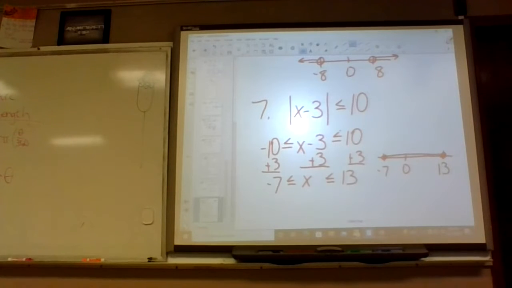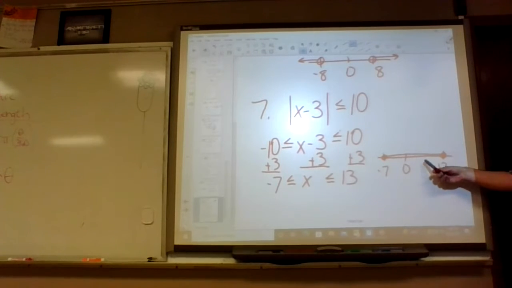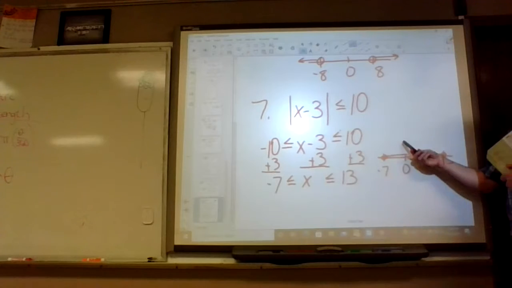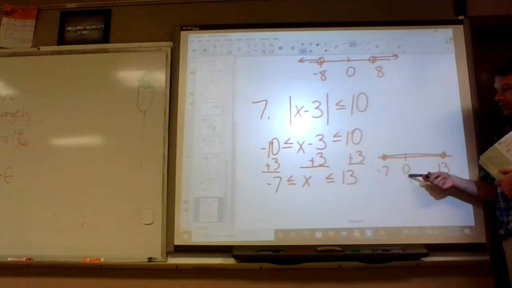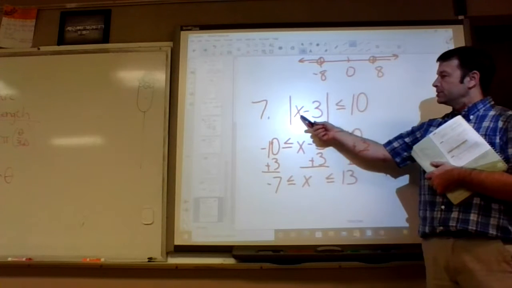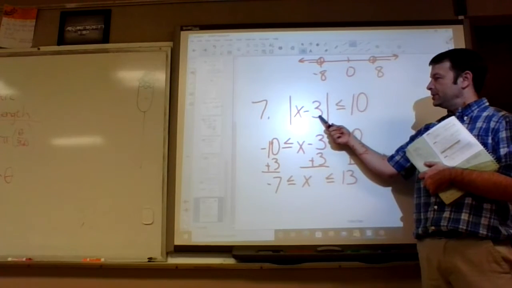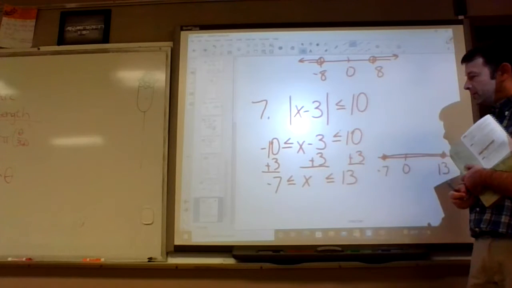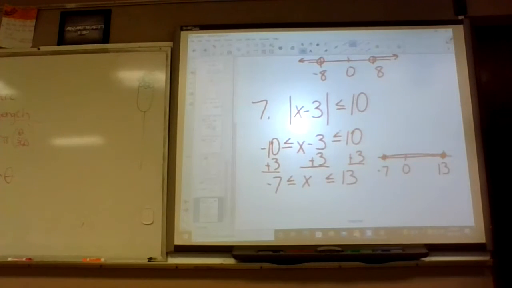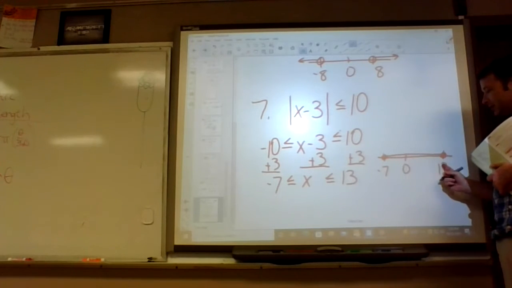You guys know how we can check this answer? It's a little trick, it's kind of a tricky question. We could plug in any number in here, and if it works up here, then we're probably right. So like 0, if I plug in 0, 0 minus 3 is negative 3. Absolute value of negative 3 is 3. It's less than or equal to 10. All these numbers should work, including negative 7 and 13.